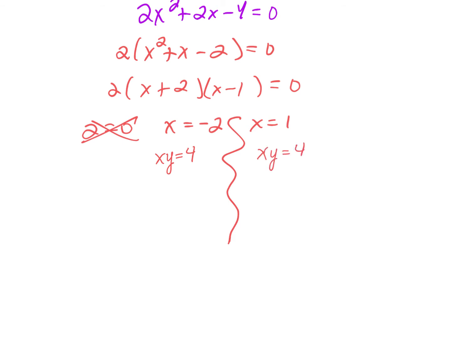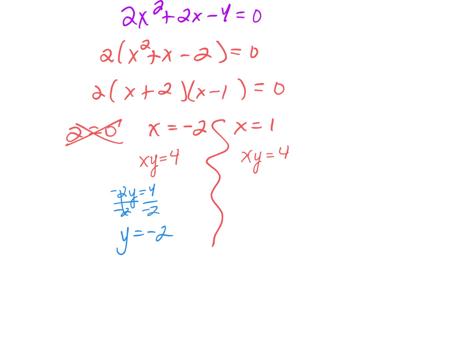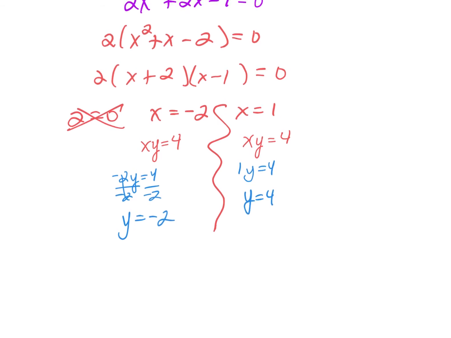Good job. So in the first case, I'm going to plug in negative 2. So I have negative 2y equals 4. Divide both sides by negative 2, and I get y equals negative 2. On the right-hand side, I'm going to plug in 1. So 1y equals 4. Well, that's simple. y equals 4. So over here, when I plug in negative 2, I get out negative 2. On the right, when I plug in 1 for x, I get 4 for y.